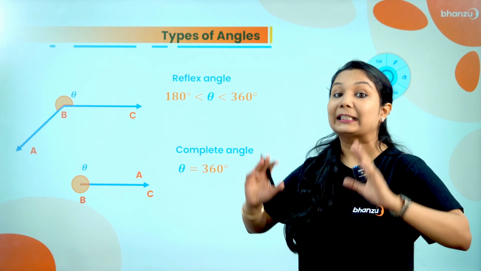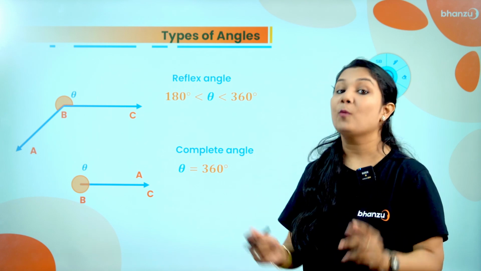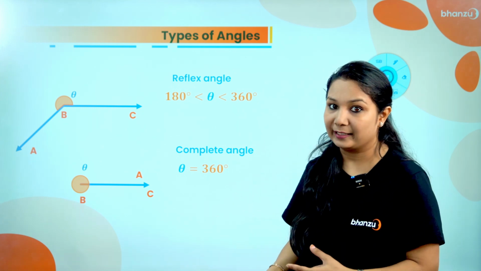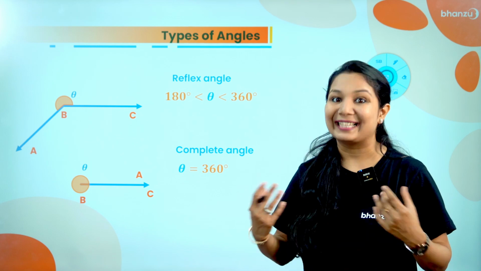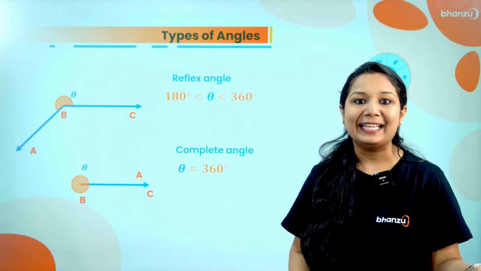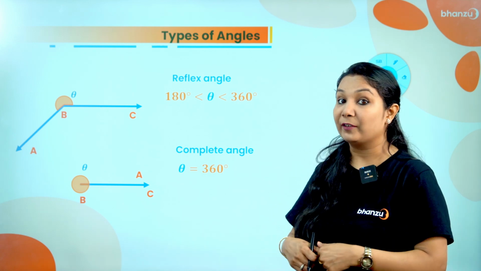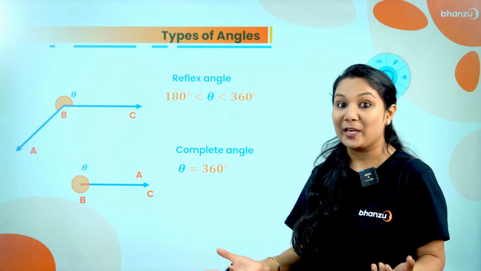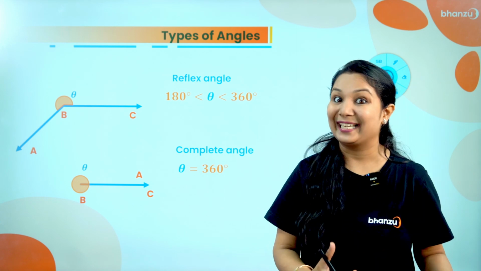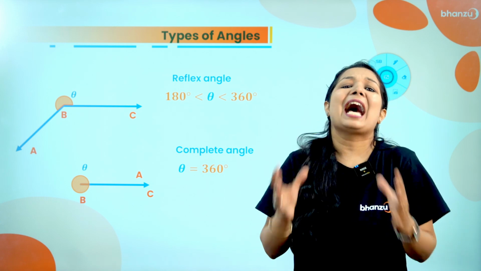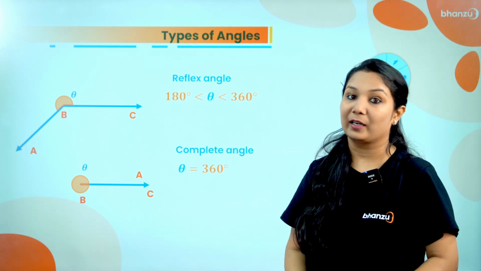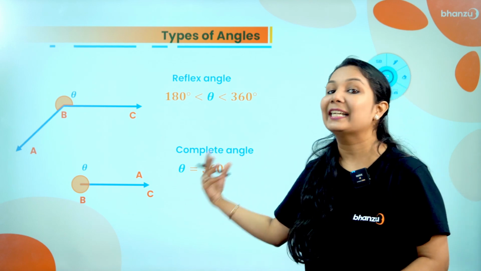Got it everybody? The 6 types of angles which we have discussed till now. We talked about acute angle whose measure is between 0 degree and 90 degree. Right angle whose measure is 90 degree. Obtuse angle whose measure is between 90 degree and 180 degree. Then straight angle whose measure is 180 degree. Reflex angle whose measure is between 180 degree and 360 degree. And last but not the least, complete angle which takes a complete round and comes back is 360 degree.